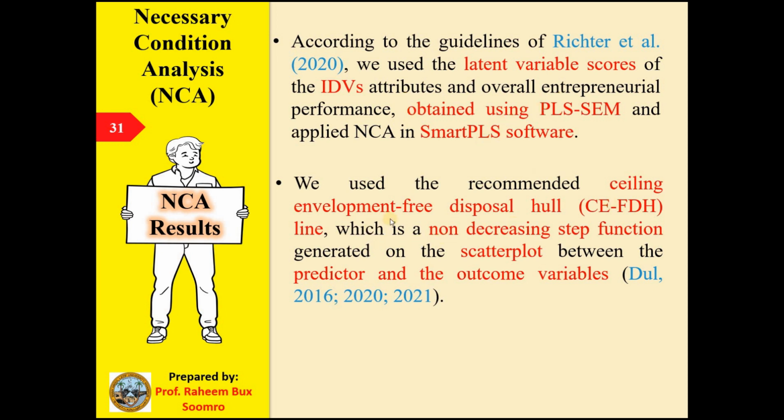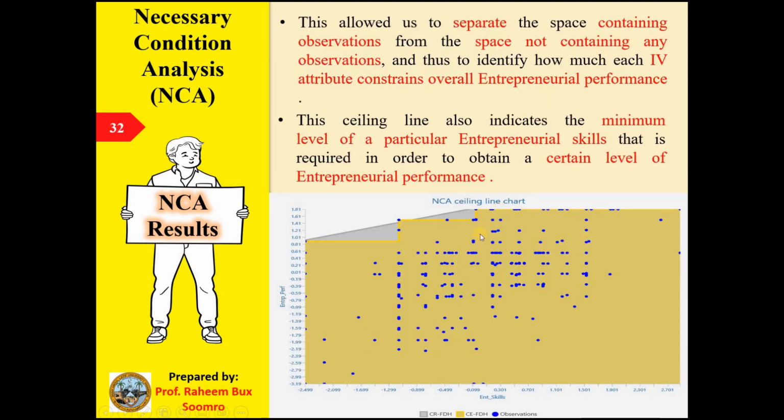We use the recommended ceiling envelopment free disposal hull line, which is a non-decreasing step function, and generated the scatter plot between the predictor and the outcome. We already understood these two things. Here is one graph. This allowed us to separate the space containing observations from the space not containing any observations. You're looking here at the CR-FDH and this is the CE-FDH.